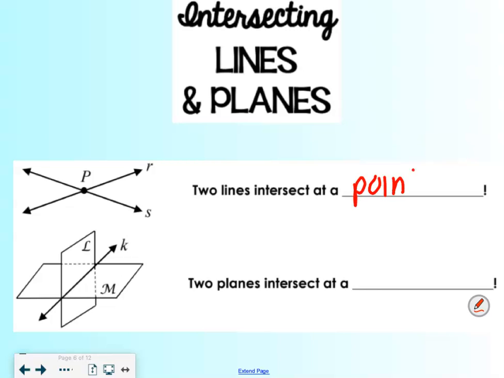In our example here, what's our point that they make? P. Perfect. What if we have two planes that intersect? A line. Yes. Do you see how they form this line right there? So how would I name that line? Line K. Good work, team.